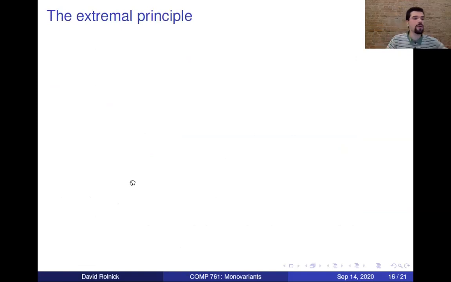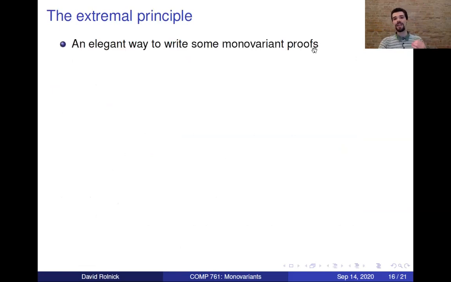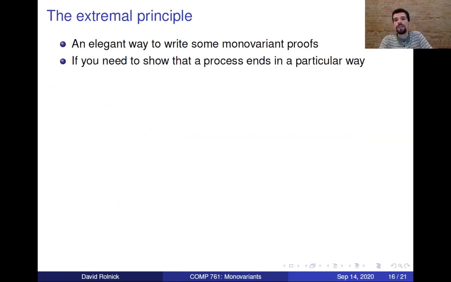And before I talk about this, I want to talk about a different way of proving monovariance problems. It's an elegant way to write some monovariance proofs. It's called the extremal principle. And it's basically if you need to show that a process ends in some particular way.